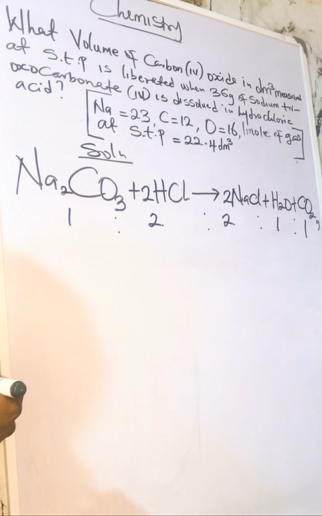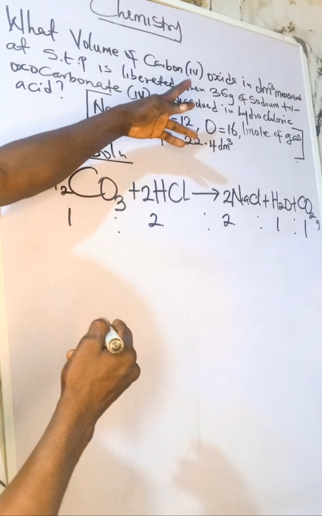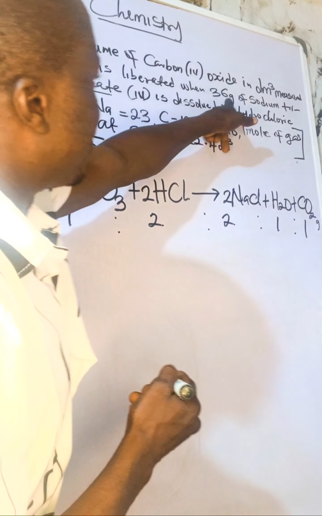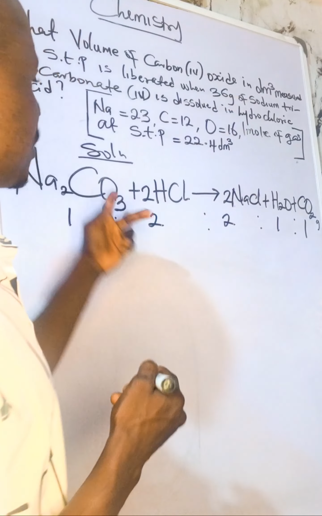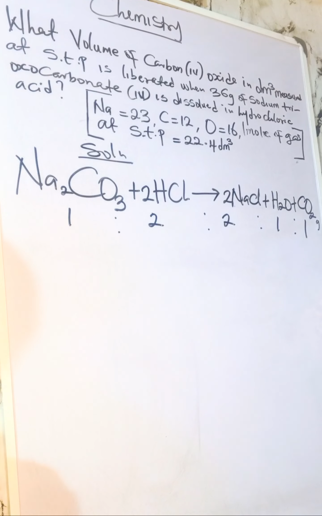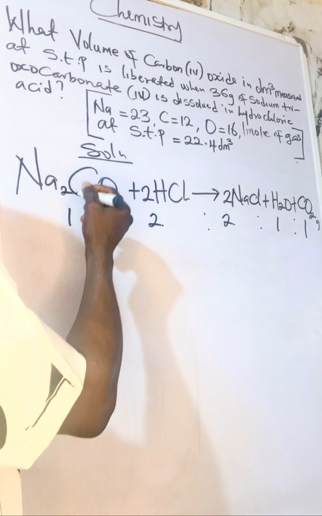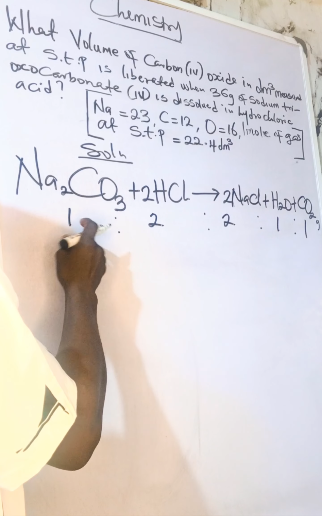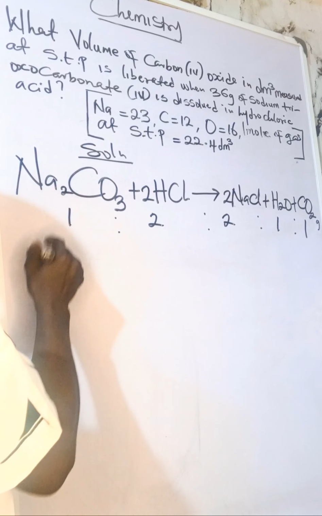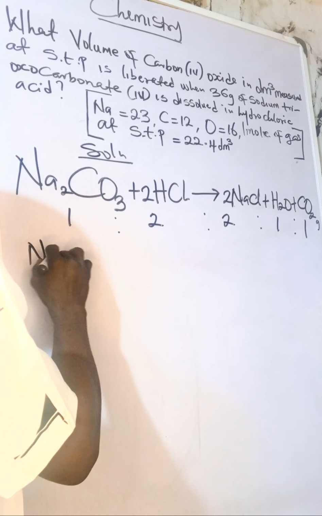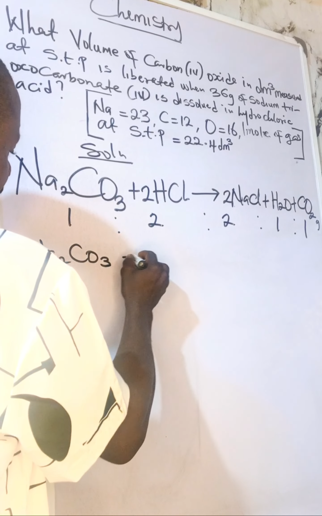Now, let's go straight to the question. For us to calculate the mole, rather the mass of this CO2, we need to use the given mass of this very compound to calculate its mole. Now, use it to relate it using Avogadro's law. Now, we come here, we have sodium trioxocarbonate(IV), which is Na2CO3. We're calculating for the molar mass now.